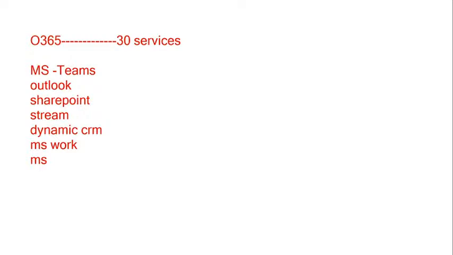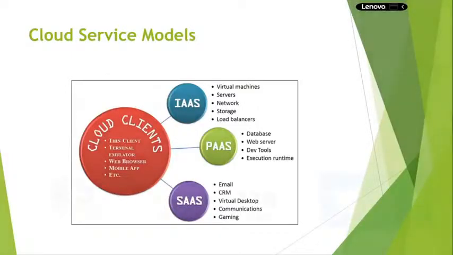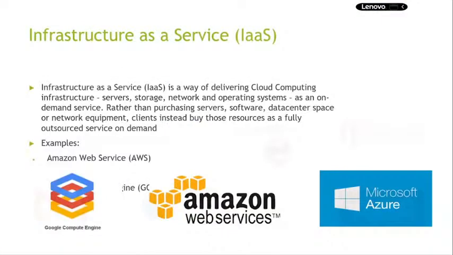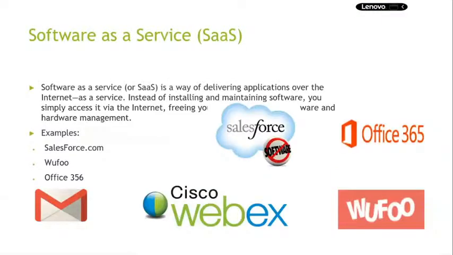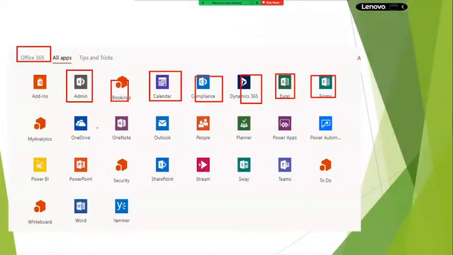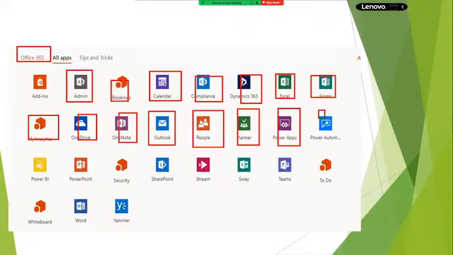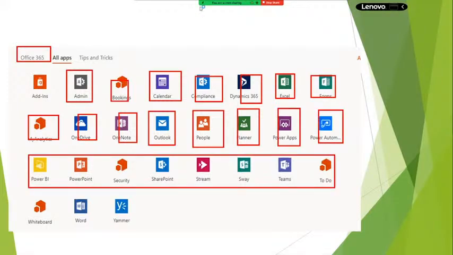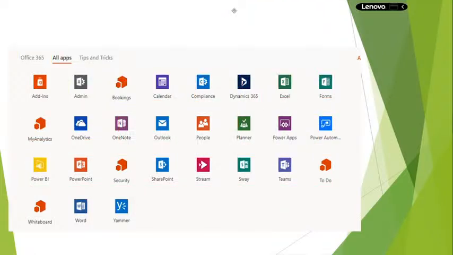See, guys, these are the components provided by Office 365: admin, bookings, calendar, compliance, Dynamics, Excel, Forms, analytics, OneDrive, OneNote, Outlook, People, Planner, Power Apps, Power Automate, Power BI. All these things are managed by Microsoft. You need not worry about managing these things. This is software as a service.